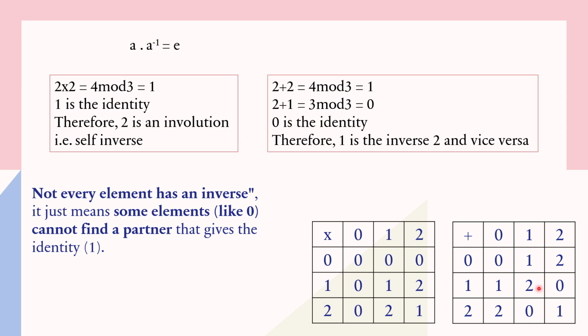Also, to check the inverse, we see wherever the identity appears. So the identity appears here, therefore the inverse of 2 is 1 and the inverse of 1 is 2. Again, here the inverse of 1 is 2, and 2 for 1. Also, to see if it's abelian or not, you look at the diagonal, and if it's symmetric, therefore the set is abelian as well. So this is the importance of the Cayley table.